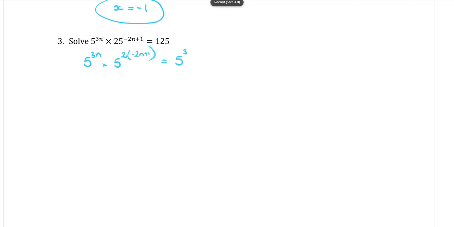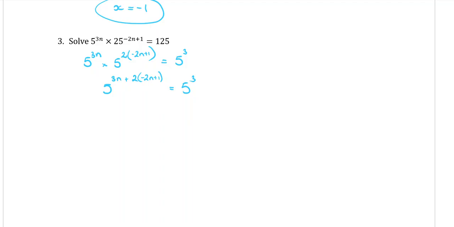However, on the left-hand side of the equation, we have two bases of 5 that are multiplied together. When that happens, we know we need to add the powers. So it's 5 to the power of 3n, plus the 2 bracket minus 2n plus 1, and that's equal to 5 to the power of 3. So now we've managed to accomplish just one base of 5 on the right and one base of 5 on the left, which means the powers must be equal.